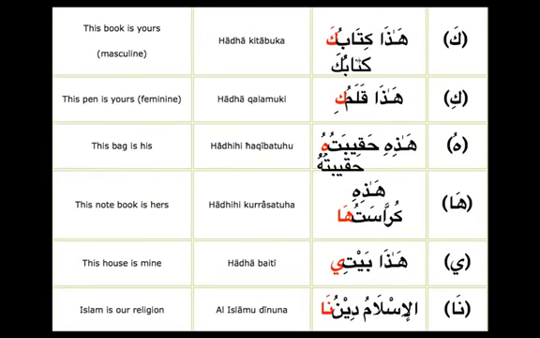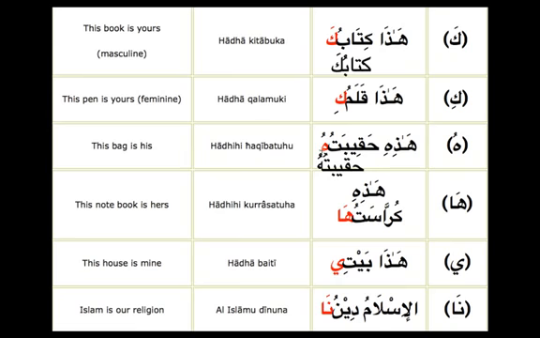So here we're saying this book is yours. So we say hada kitabuka, this book is yours. The ka is written in this way just to show you that the damir is attached to the noun. Hada qalamuka, this is your pen. Hadihi haqibatuhu.